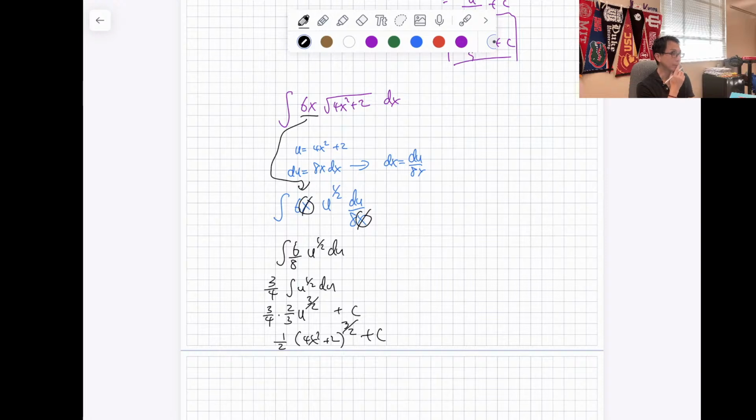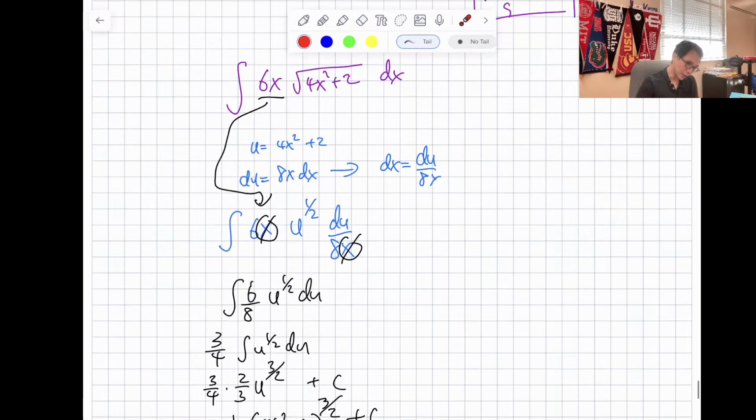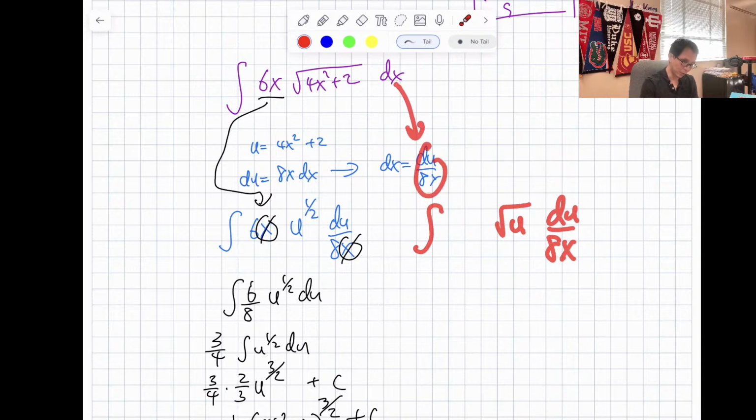Yeah. Okay, so let's start with here. I'm going to write down everything. So this is square root u, would you agree? And this is du over 8x, would you agree? Because I changed the dx to du over 8x. Would you agree with that?